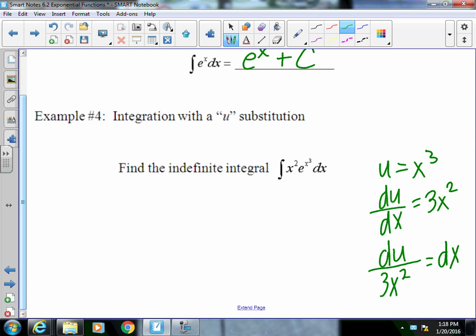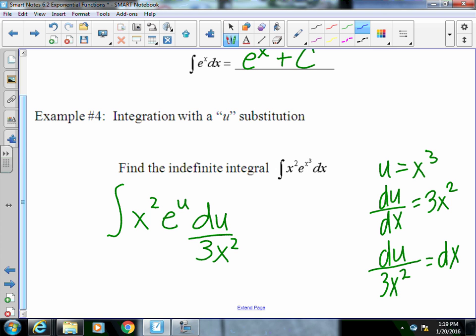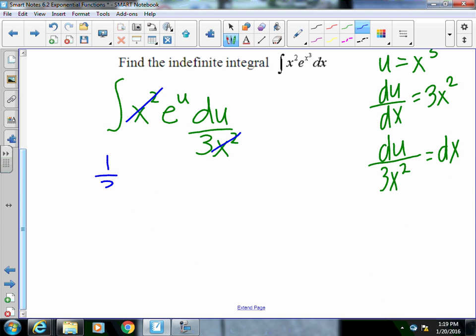So now let's plug in what we know. We've got the integral of x squared e, instead of x cubed, I'm going to put my u because u equals x cubed. Dx is now equal to du over 3x squared. If you watch closely, my x squared will cancel out, and I can pull my 1/3 out front because it's a constant.